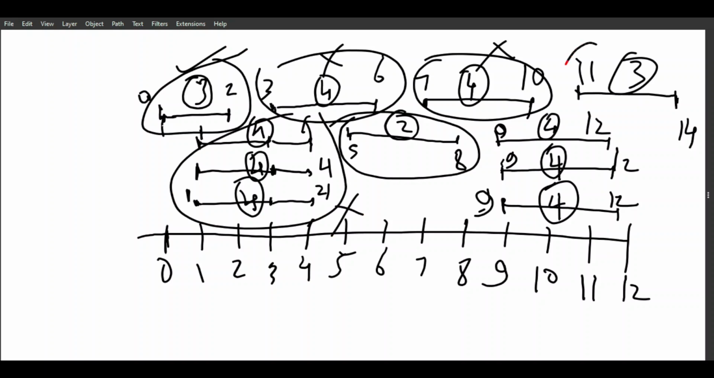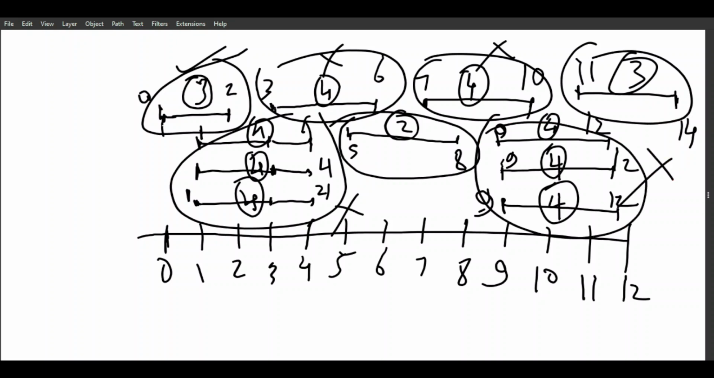And finally we choose this. All these are removed. So we have selected 3 intervals: 0 to 2, 5 to 8 and 11 to 14. So here also you can easily see this is suboptimal. The optimal will be simply choose 0 to 2, 3 to 6, 7 to 10, 11 to 14. 4 intervals we can satisfy. So it also does not satisfy the greedy choice property.